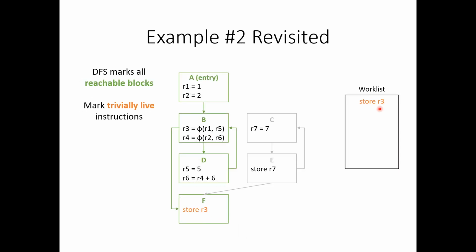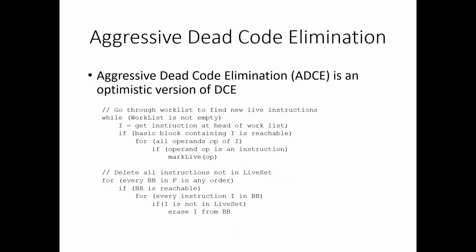Clear? Okay. Now that I've finished initializing all trivially live instructions, the next step is to keep iterating over the work list, remove instructions from the work list, go to all their operands, and if the operands come from instructions, mark those instructions as live.